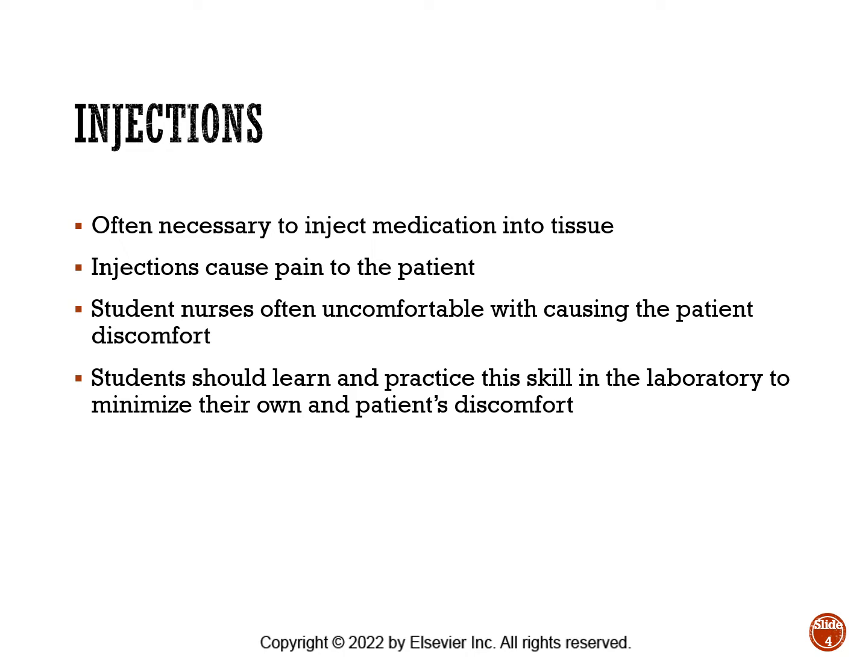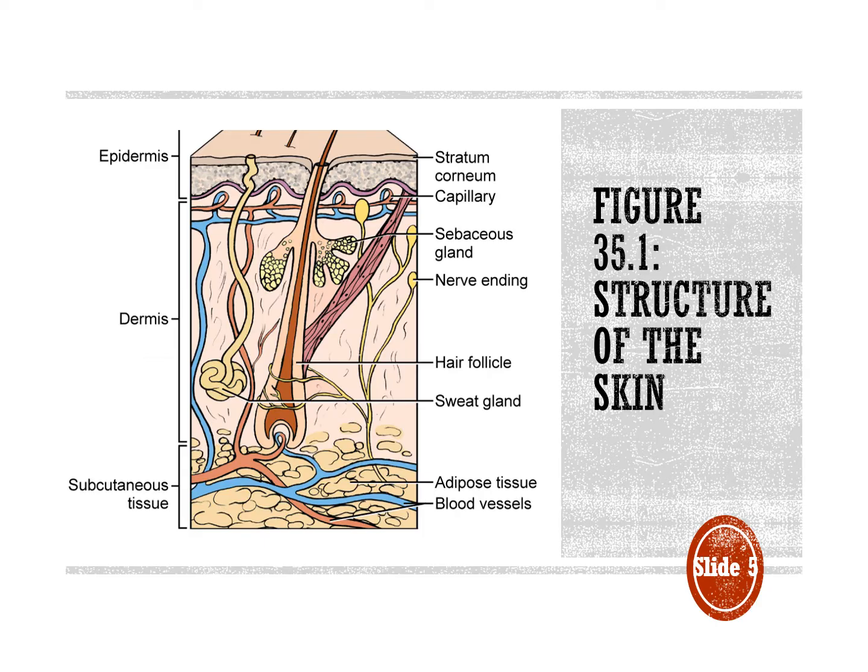Intramuscular, or IM, is into the muscle. Subcutaneous, or SQ, is beneath the skin layers. Intradermal, or ID, is into the dermis layer of the skin. These routes of administration are specific to the type and purpose of the medication being administered. This can be seen on page 688.